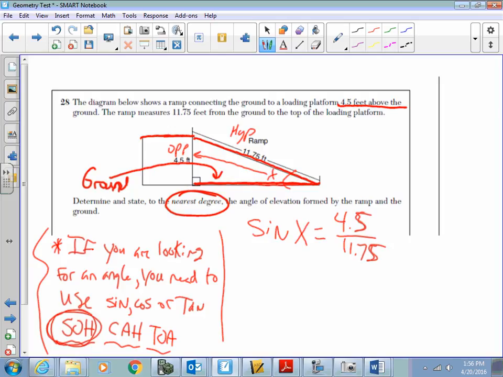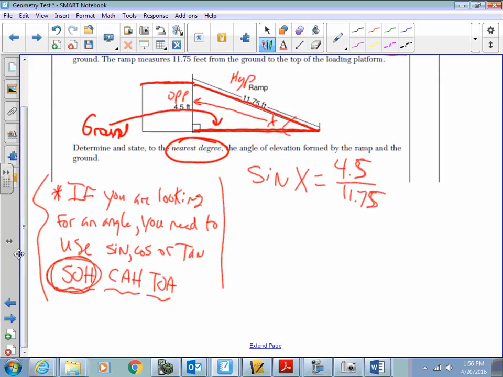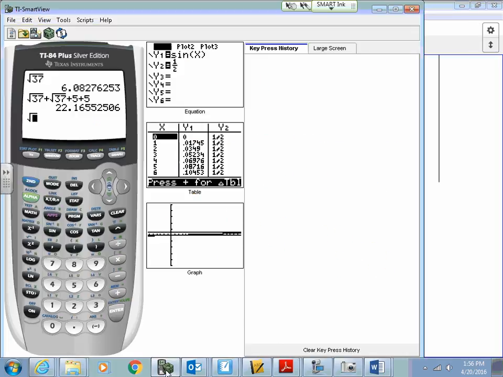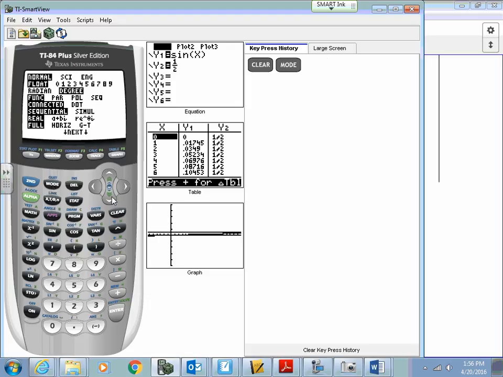Now, whenever you're looking for an angle, you need to use the inverse. All right, inverse sine. So we're going to have sine^-1 of 4.5 over 11.75 is equal to x. All right, so I'm going to get my calculator now, and I'm going to make sure I'm in the right mode. Remember, hit mode. You want to make sure you're in degree mode, which you are.